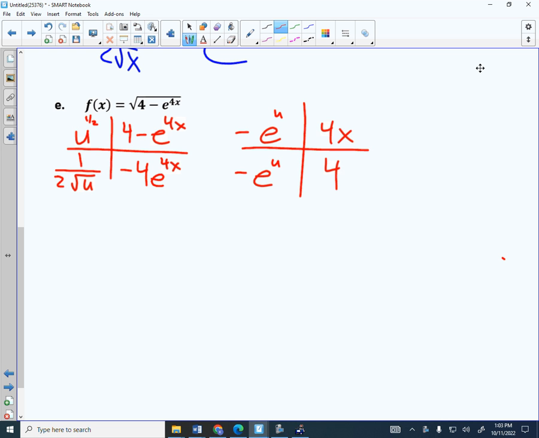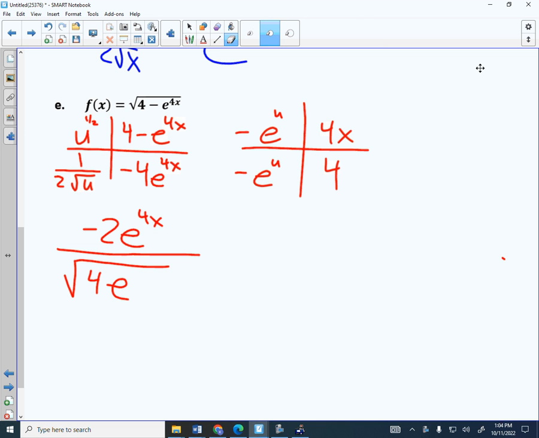So let's multiply it. What's 1/2 times negative 4? Negative 2. So negative 2 e to the 4x in top, and in the bottom we are going to have the square root of 4 minus e to the 4x. So negative 4 times 1/2 is negative 2. Yep.